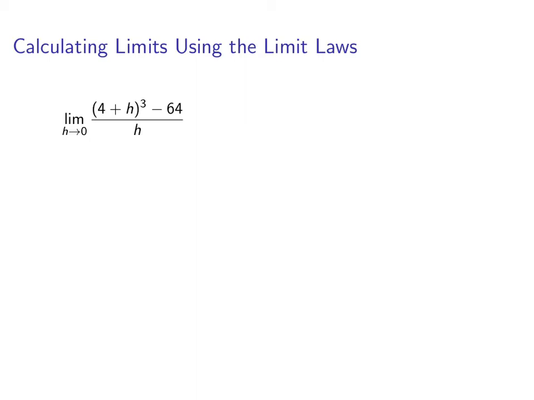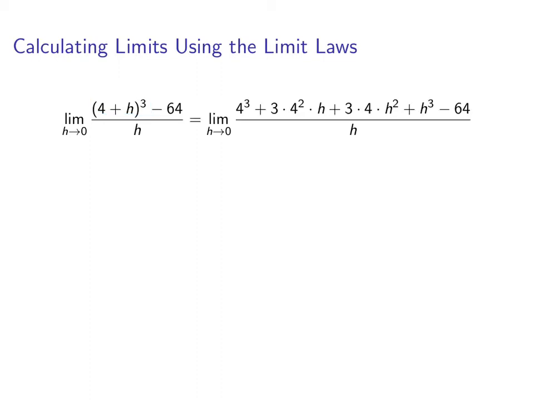So we're going to start with our limit, and we're going to multiply out this (4 plus h) cubed. So that's equal to 4 cubed plus 3 times 4 squared times h plus 3 times 4 times h squared plus h cubed. All of this comes from the binomial theorem, which is a way of multiplying out powers of binomials. If you don't know how to use the binomial theorem, you might want to check that out to see how that's done.